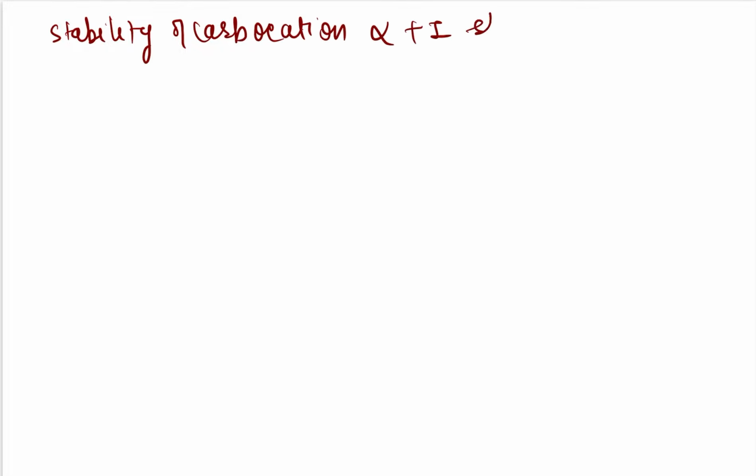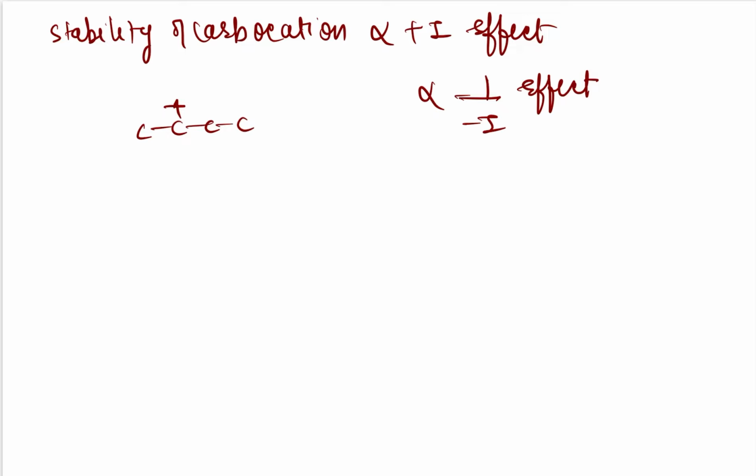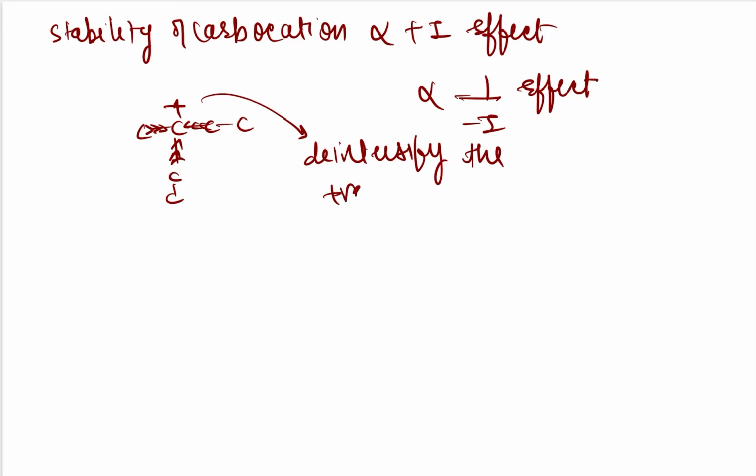Stability of carbocation is directly proportional to plus I effect, and it is inversely proportional to minus I effect. More the positive I effect, more is the stability. Why? Because whenever it has a carbocation and you are having a plus I group attached over here, they will actually push the electron towards it. When they push the electron, they will de-intensify the positive charge. Less the intensity of positive, more will be the stability.